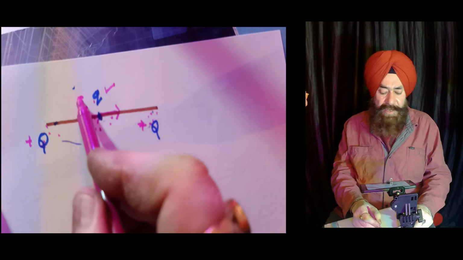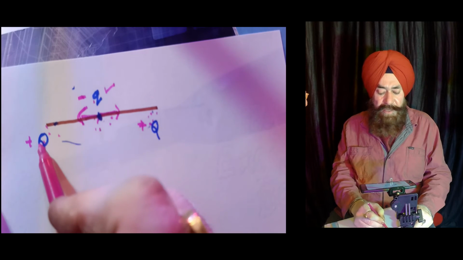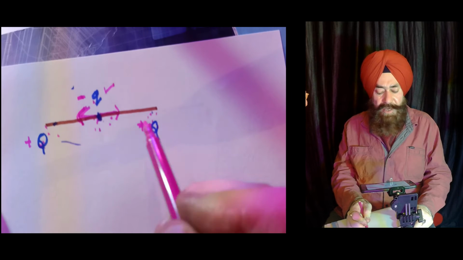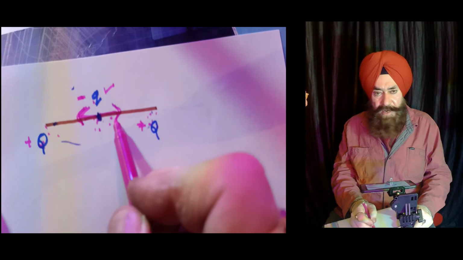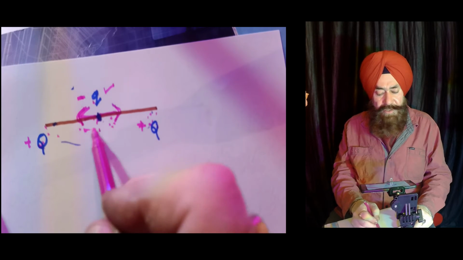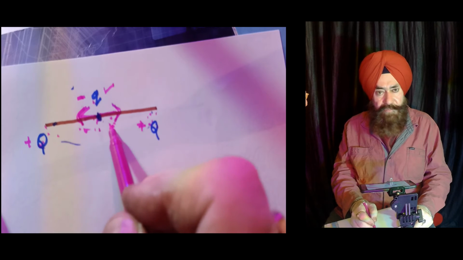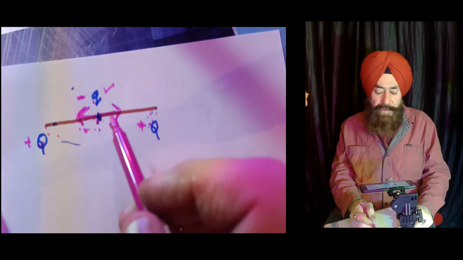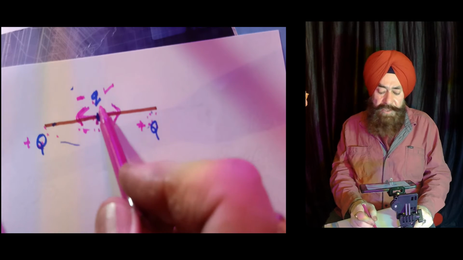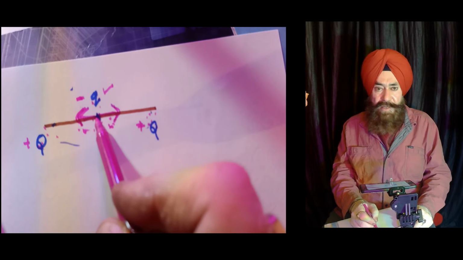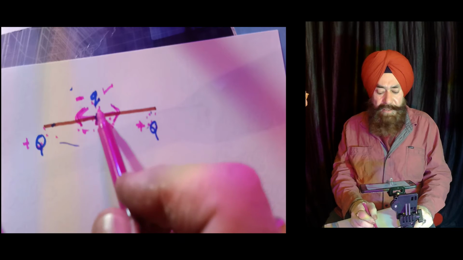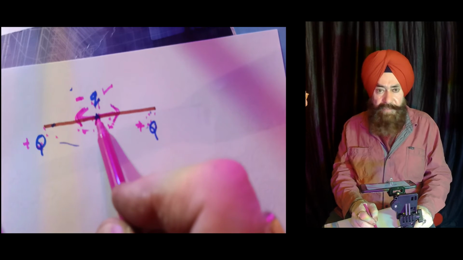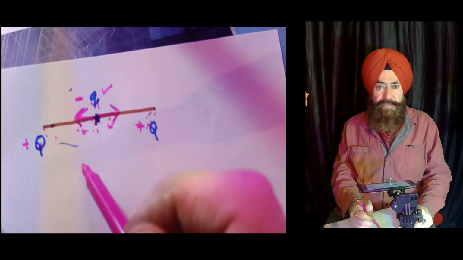So net force on this charge will be 0 if it is positive. Now if it is negative, then this charge will attract minus Q along this side, and this charge will attract minus Q along this side. Again the two attractions will be equal, and the net force on this charge will be 0. So this charge may be positive, may be negative, the net force on it is 0. It does not depend upon the sign.